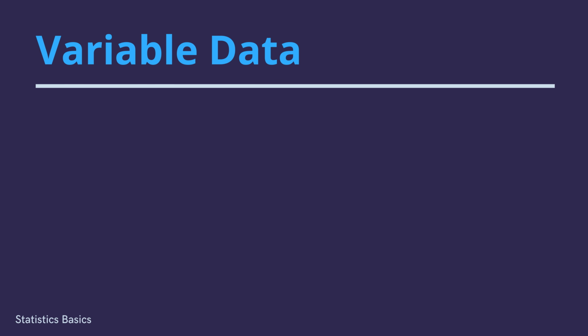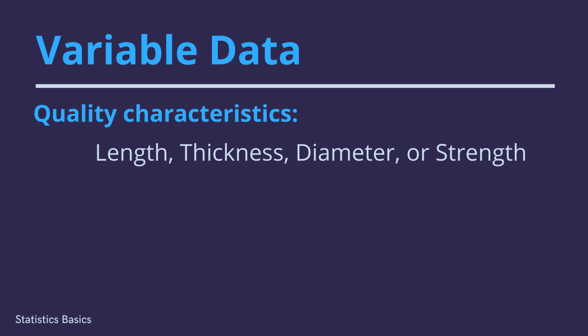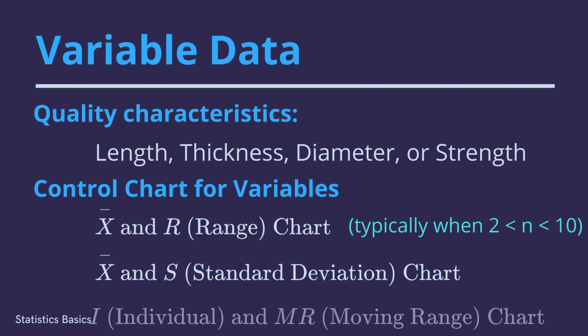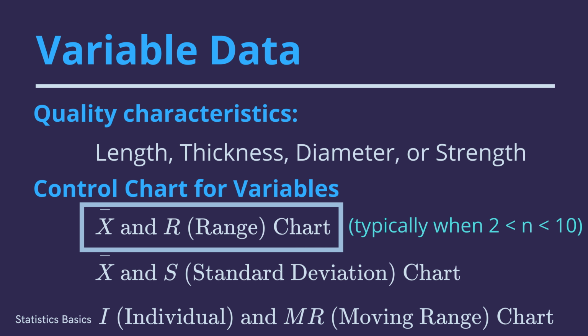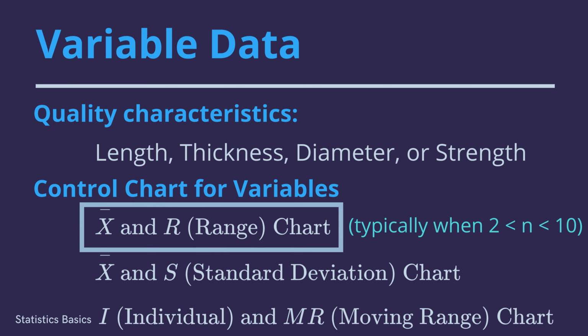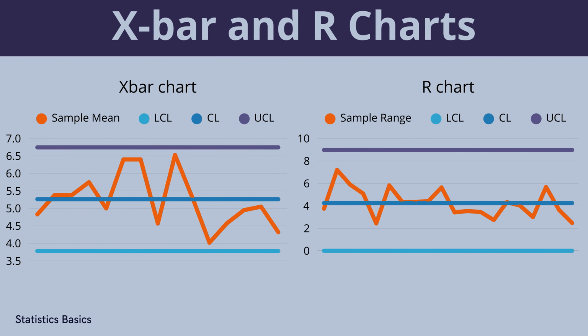To monitor the variable data, such as critical quality characteristics of a process, like length, thickness, diameter, or strength, the two most common charts employed are the X-bar and R charts. These charts are always monitored simultaneously because they track two different, yet equally critical process parameters, the central tendency and the spread. The theoretical foundation of the X-bar chart is the Central Limit Theorem.